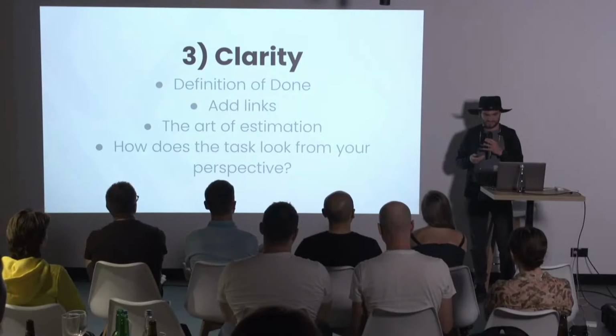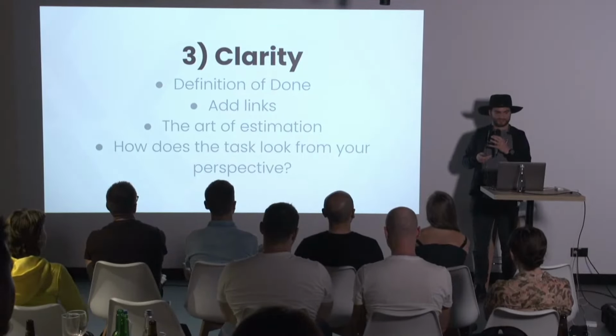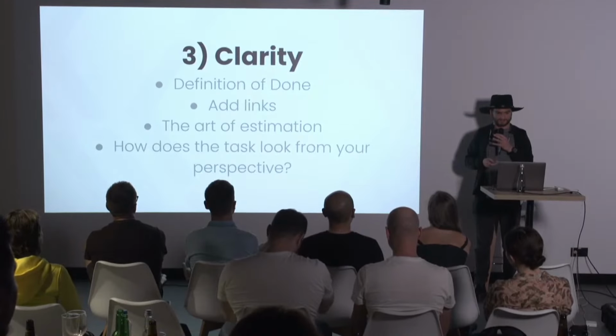There is a bug in the system. But why are you telling me there's a bug in the system if I cannot see it? Where is it? Oh, it's on the home page. But can you send me a screenshot? Can you send me a link to that place exactly where the bug was? So be generous in communication to give this clarity on what actually needs to be done.